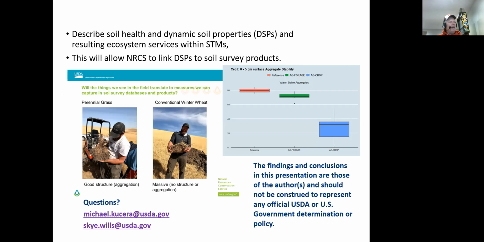So in summary, I've described soil health and dynamic soil properties and ecosystem services such as water quality impacts, and how those can be built within state and transition models. Also, this effort will allow NRCS to link dynamic soil properties within our soil survey products.